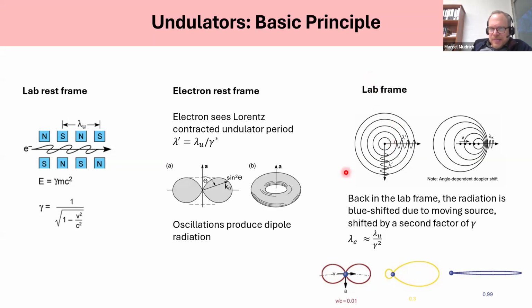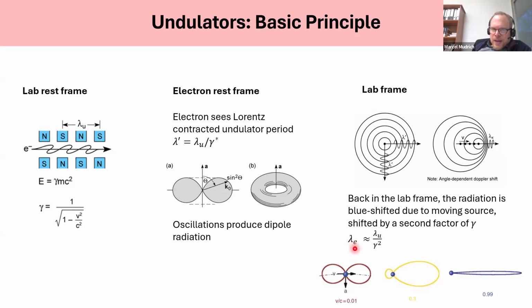So this transformation back into the lab frame then actually introduces another factor 1 over gamma, which in the end gives us a scaling of the radiation wavelength as the undulator wavelength divided by gamma square. And now, by just having gamma, which depends on the velocity of the electrons over the speed of light, if that is fast enough, then gamma is large enough to bring down the undulator wavelength from centimeters down to angstrom wavelengths.